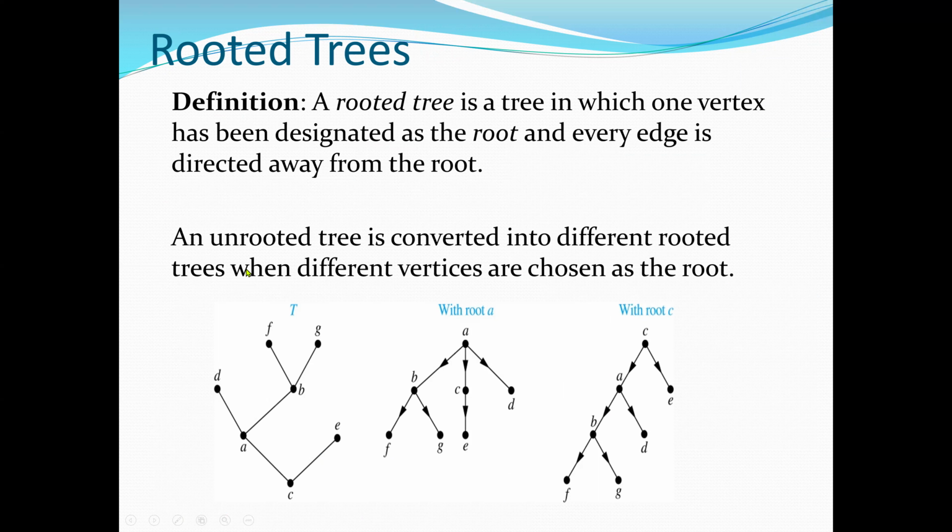Now we have different types of trees. We start with rooted trees, which are more common. A rooted tree means a tree that has one vertex as a root. The root is like the parent, the mother of all the vertices. So here we say a rooted tree is a tree in which one vertex has been designated as the root and every edge is directed away from that root.